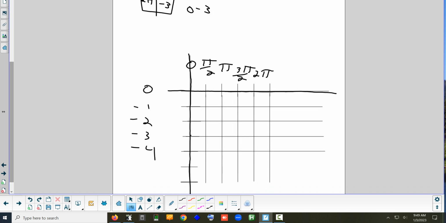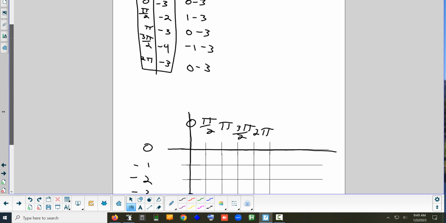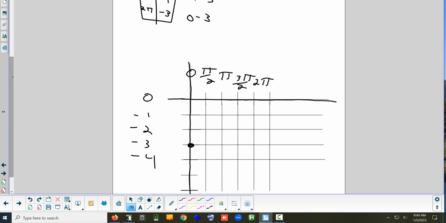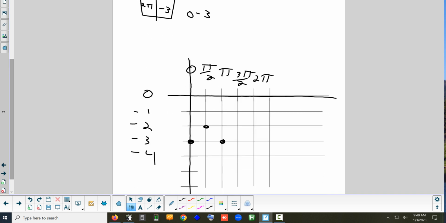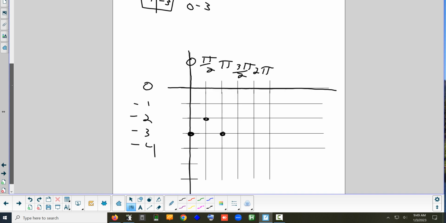All right, 0, negative 3, negative 2, pi back to negative 3, and then negative 4, and back to negative 3. And then draw your cycle. And that's it. Any questions on it?